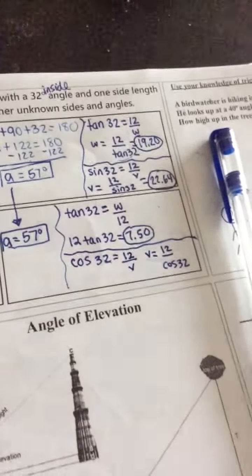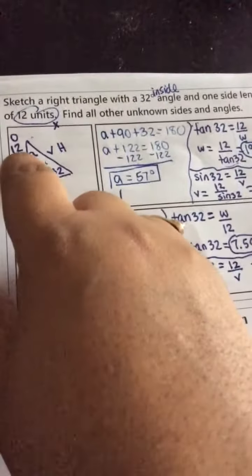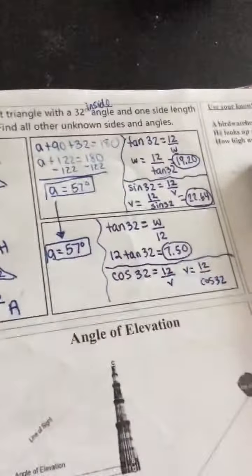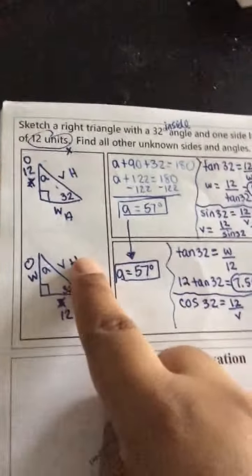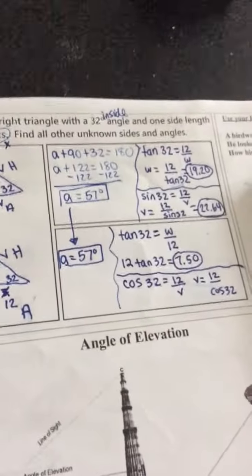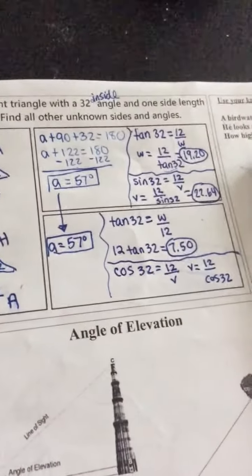Now, some of you are probably like, I have no idea what she's doing. Why is she doing this twice? Because the location of the 12 changes the problem. If you put 12 on the left, this is how you would solve it. If you put 12 on the bottom, this is how you would solve it. And if you put 12 as the hypotenuse, it changes the problem completely again. So I only did 2 out of the 3 ways that you could solve this problem.